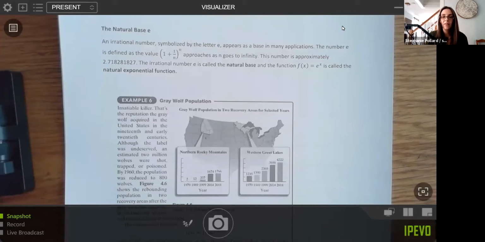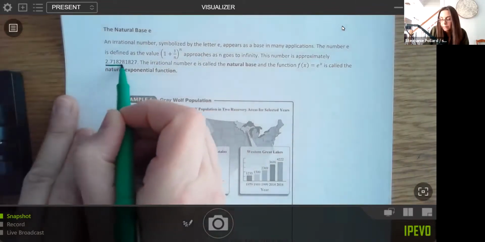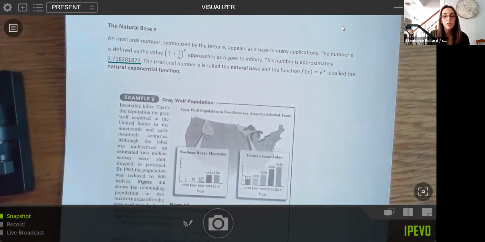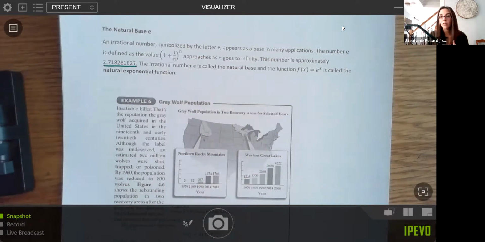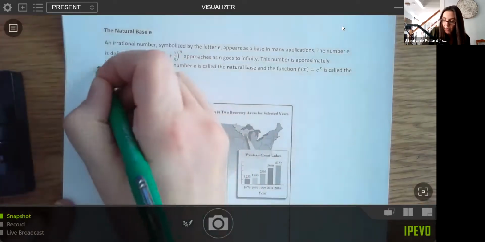E is defined as the value of (1 + 1/n)^n as n goes to infinity. So as n gets larger and larger and larger, e is that value that it's approaching. So what happens here is as n gets larger and larger, the approximate number that you're approaching is this one right here. It is irrational, so it does keep going on forever and ever. There's no pattern to your decimal, so I have just listed the first 9 decimal places. But this here is your e value.